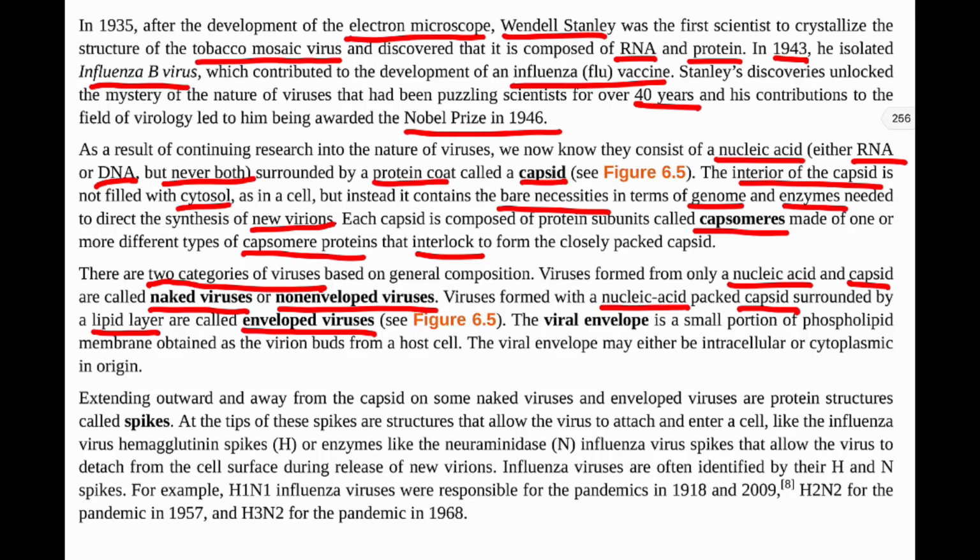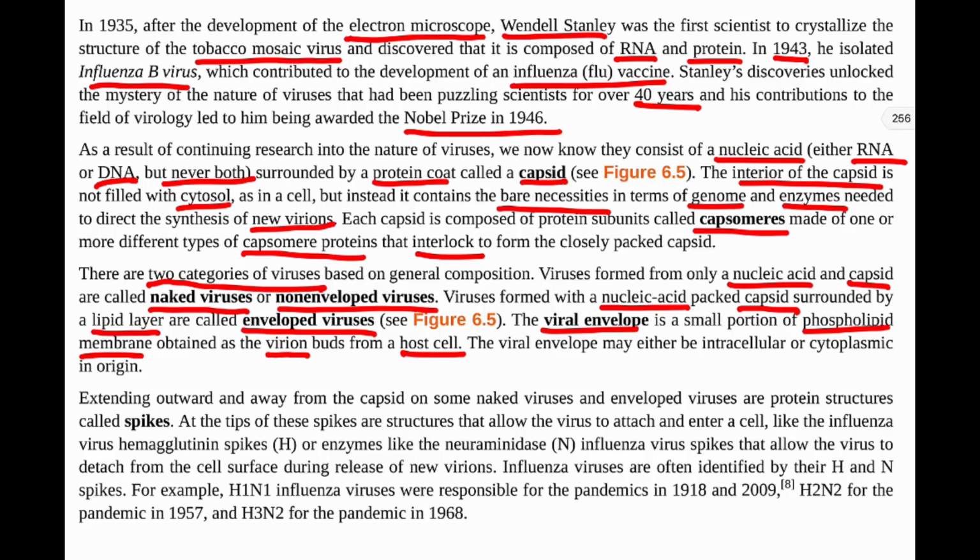So the viral envelope is a small portion of phospholipid membrane that is obtained as the virion buds from the host cell. And we'll look at that in a little bit more detail in just a moment. But when the virus is going through the process of replication, when it's going to burst out of the cell or bud out of the cell, it's going to end up taking some of this phospholipid membrane, that double membrane that we have on the outside of all of our cells that is our barrier between one cell or the other. And it's going to take some of that with it. And then that's going to be its viral envelope.